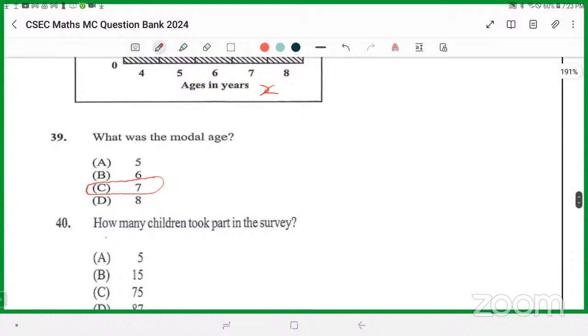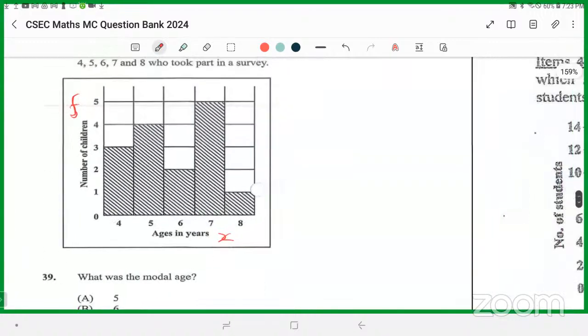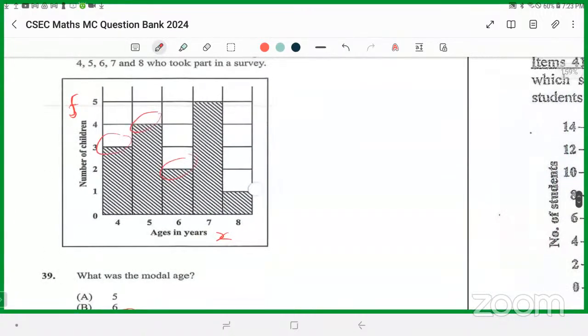How many children took part in the survey? You just basically add up these. These are the number of children. Add them up. All right.